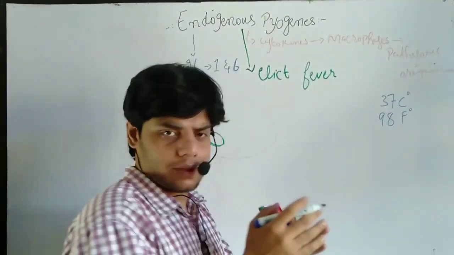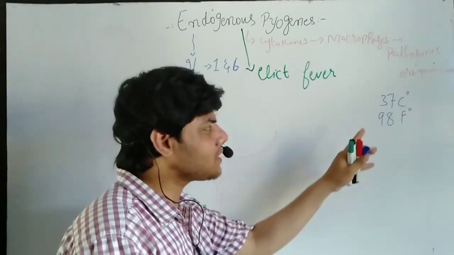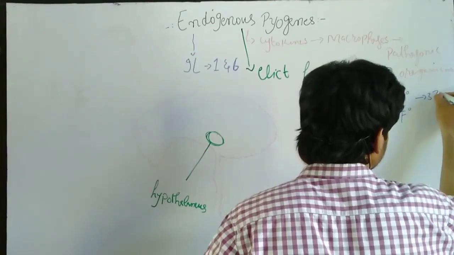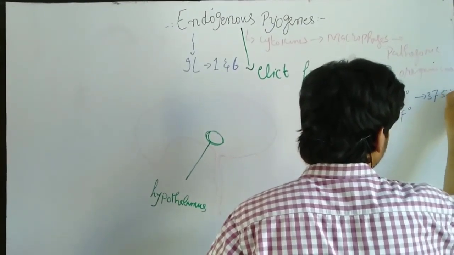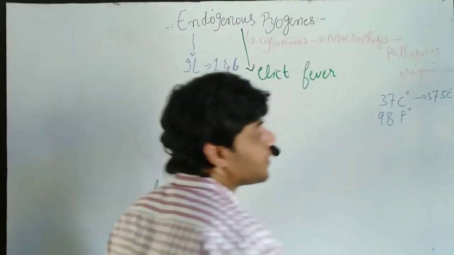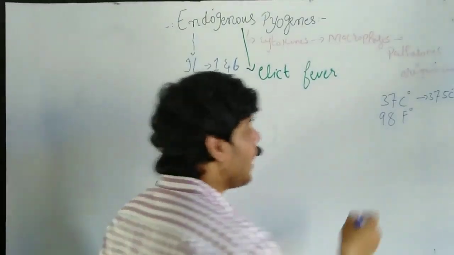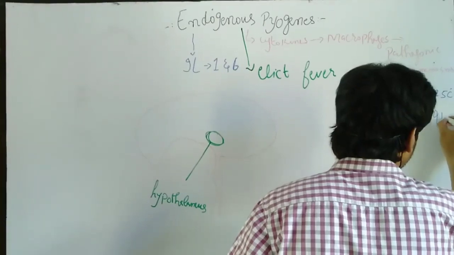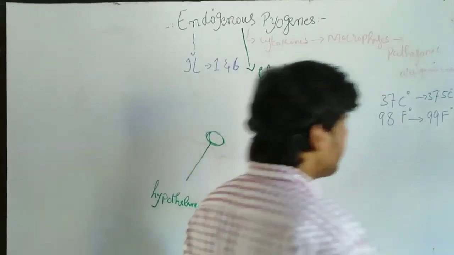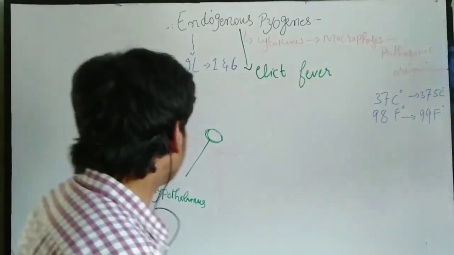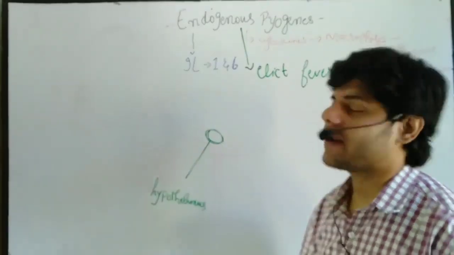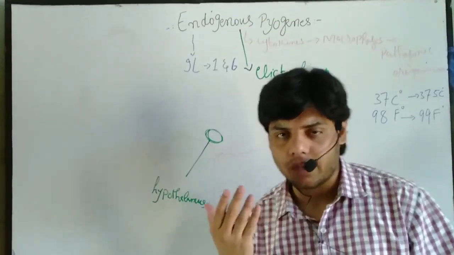Okay, sometimes, not usually, this temperature may increase from 37 to 37.5 centigrade, and in Fahrenheit it will increase to 99 Fahrenheit, which is also normal. Now, how is the body temperature disturbed? We can say like that.